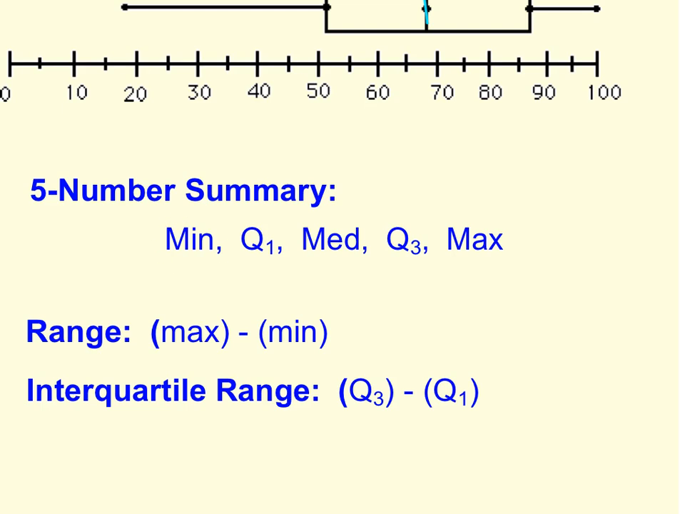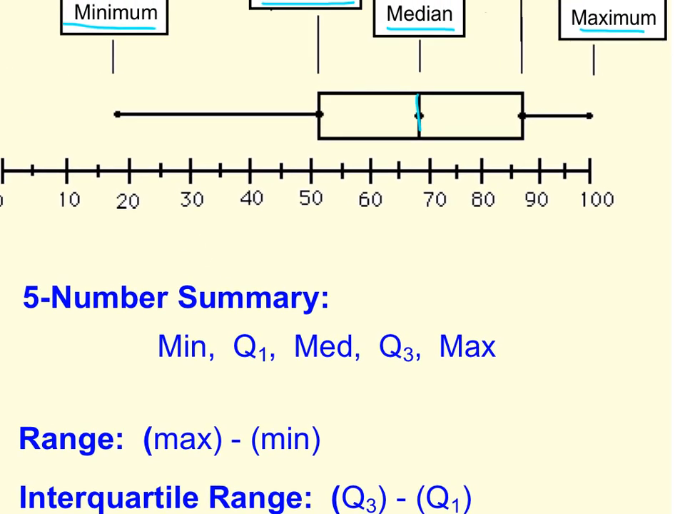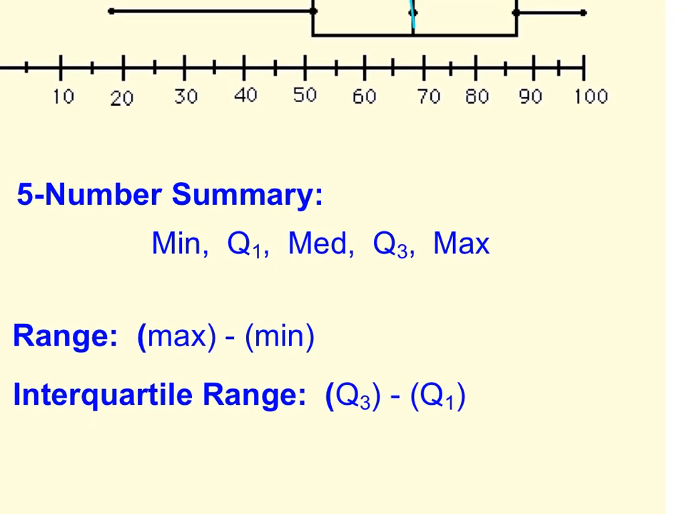And then we have this thing called the interquartile range. So it's a range, you are subtracting, but the interquartile range basically tells you the range of the box right here. So you take your Q3 minus your Q1, and that will give you the interquartile range.